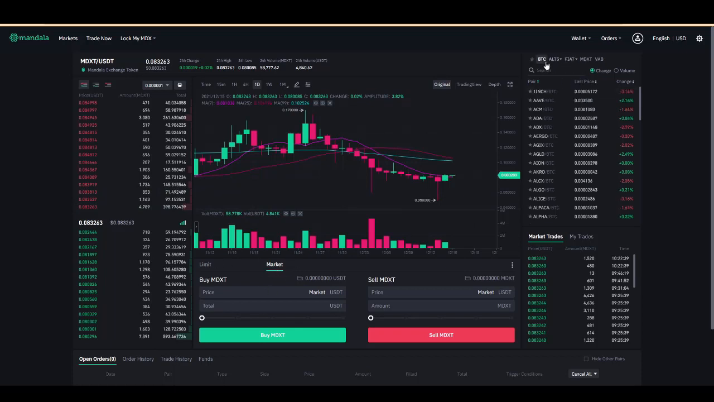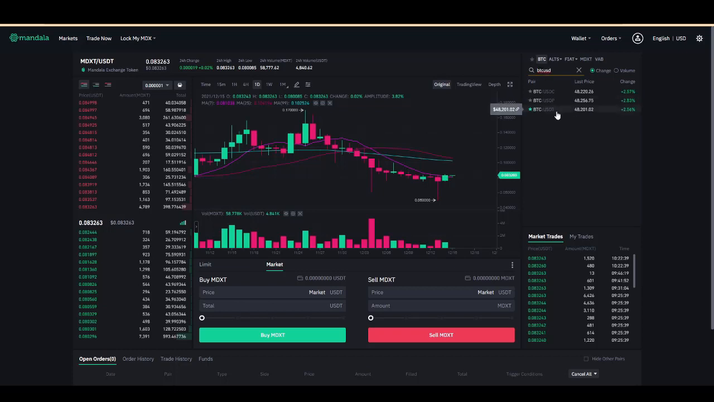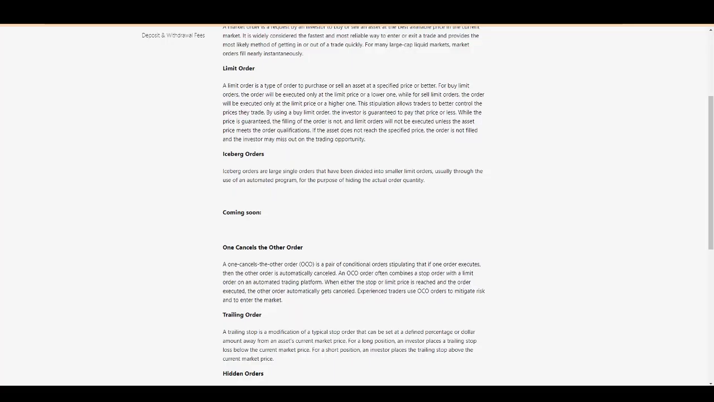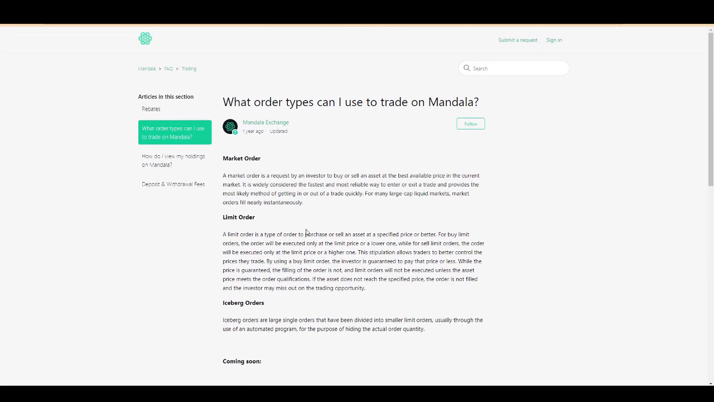And now let's move on to Bitcoin USDT, because Bitcoin USDT has other order types available that you can trade with. There are 4 types of order types available. The first is limit order, second is market order, third is stop limit, and fourth is OCO, that is one cancels the other order. If you are interested in learning more about these order types, Mandala Exchange has their own blog and FAQ section about trading.